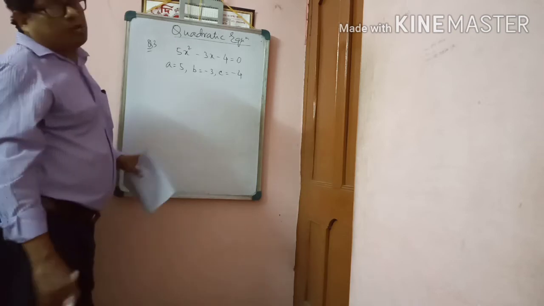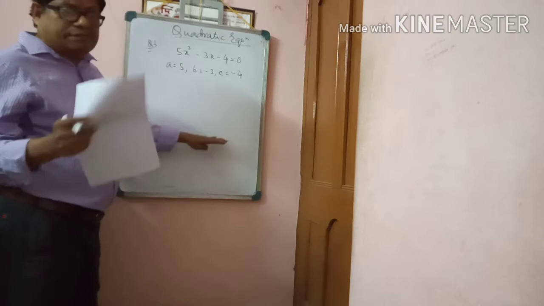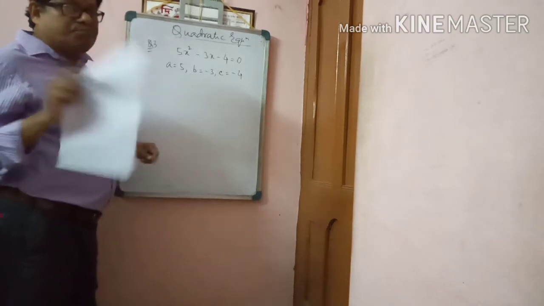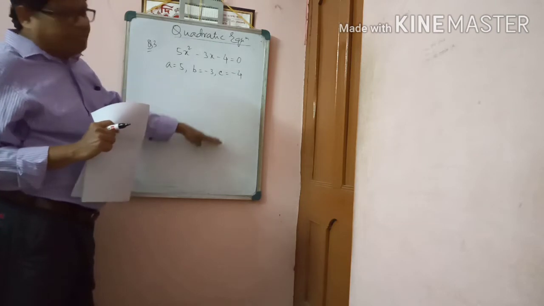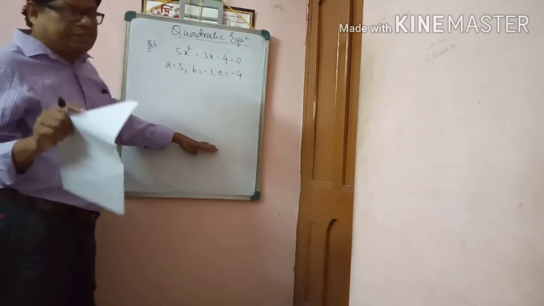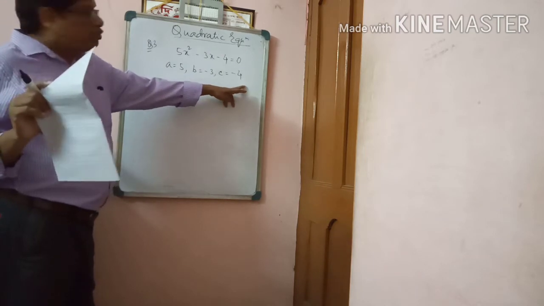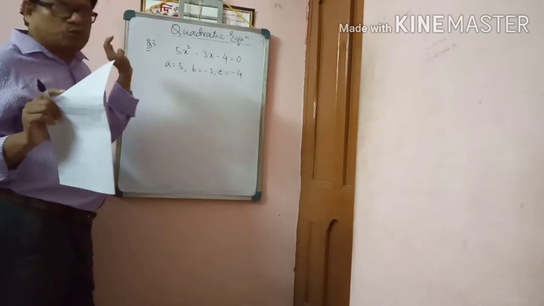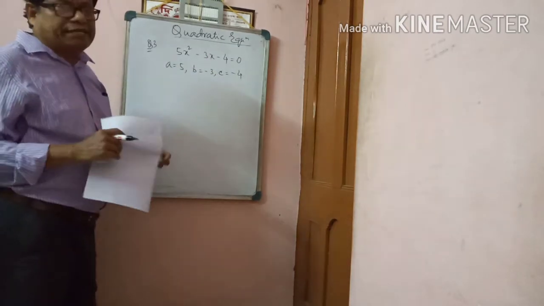So for this type of sum, first you have to write this, because if the remaining part has any mistakes, you will get step marks. Keep in mind, students, if the remaining part has any mistakes, then up to this you will get 1 mark. Step marks are there, so don't forget to write this part. a 5, b minus 3, c minus 4.